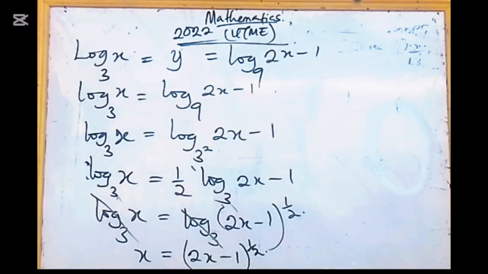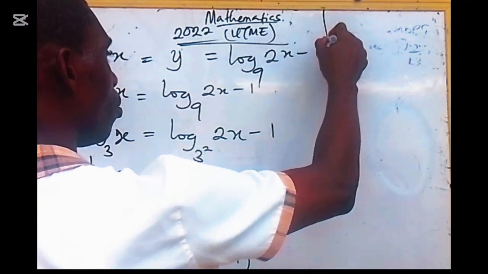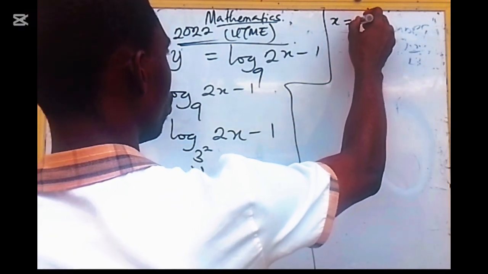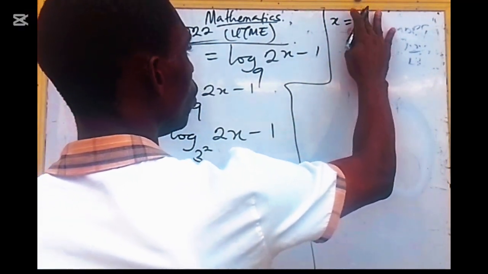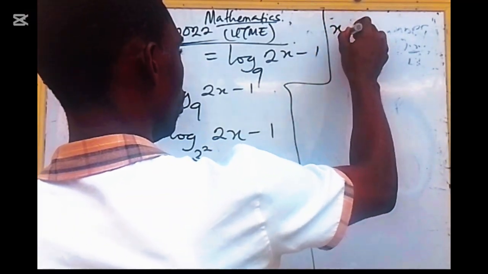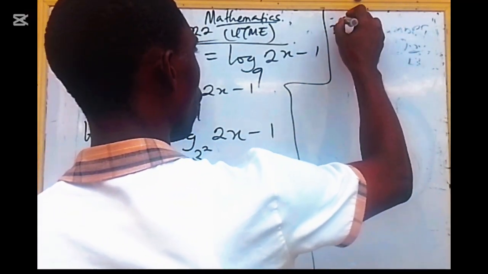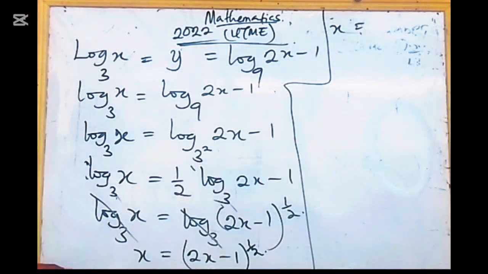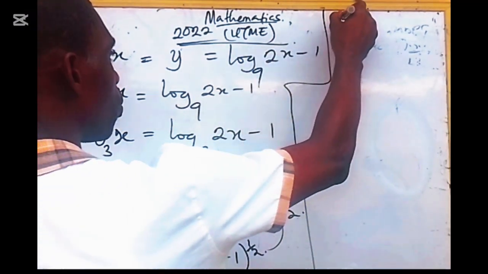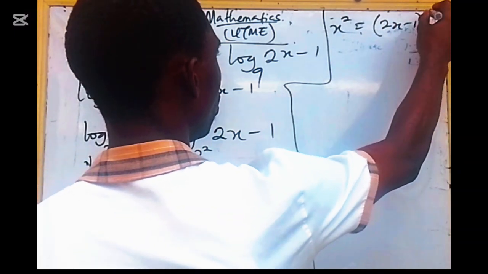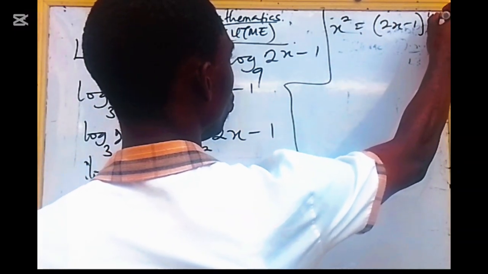Right? Now let me rewrite it out. It will now become something like this: x equals square root of 2x minus 1. I want to remove that half here. If I want to remove it, I will put a 2 on this side and a 2 on that side, so x is raised by 2 here. This one also, 2x minus 1, raised by 1 over 2 times 2 also. 2 will cancel 2.